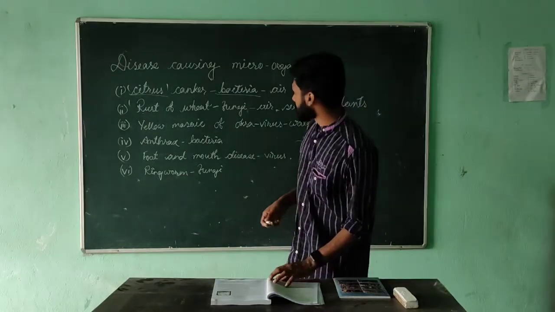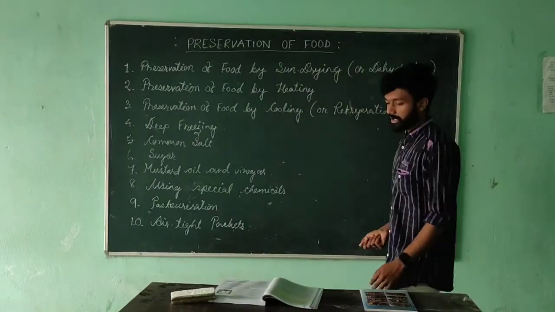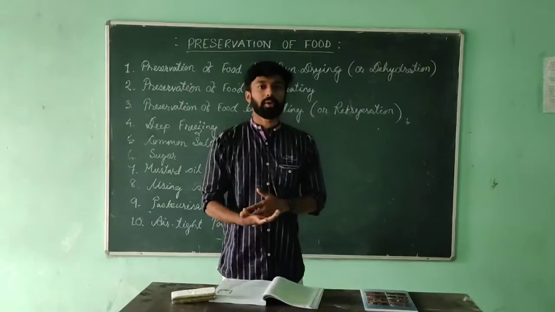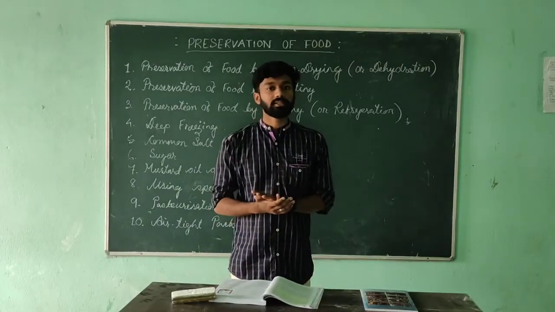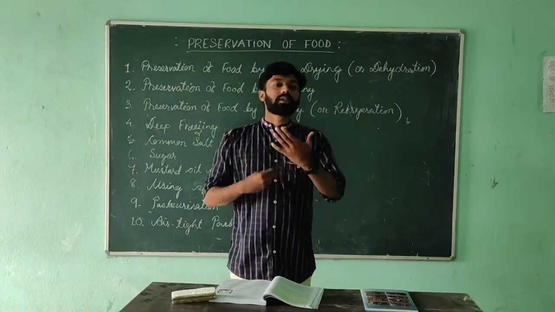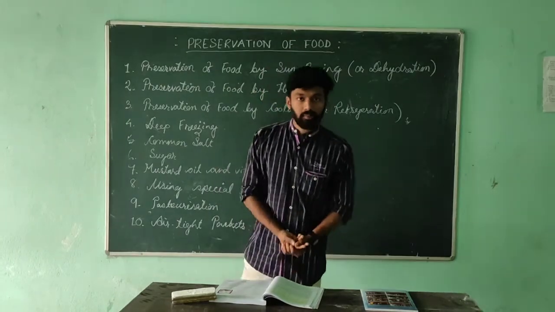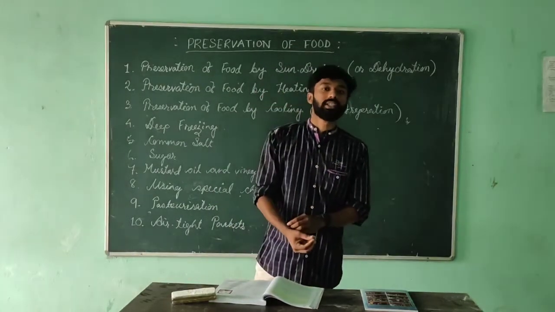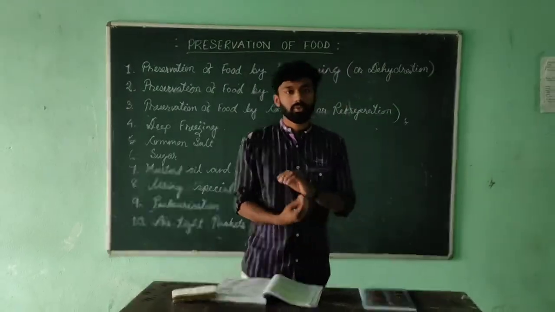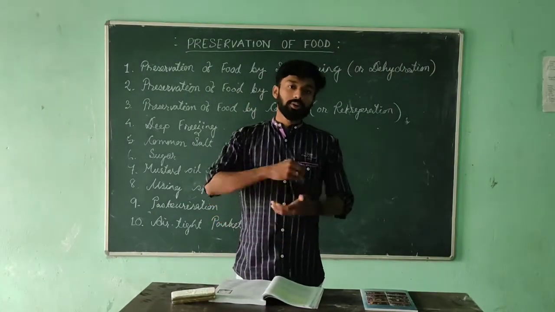these three are the diseases caused in plants. Okay, the next topic is food poisoning. So what is food poisoning? Food poisoning means bacteria or some microorganisms are growing in the food, so that they produce some toxins. They produce some toxic substance in the food. Then we consume that food.